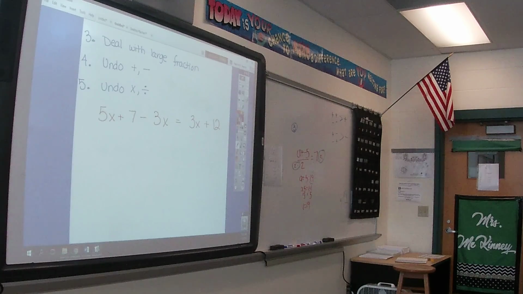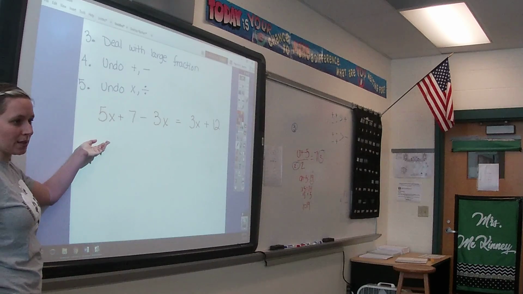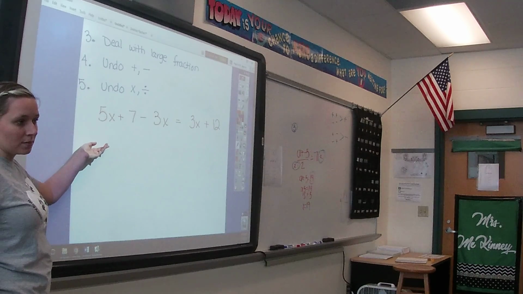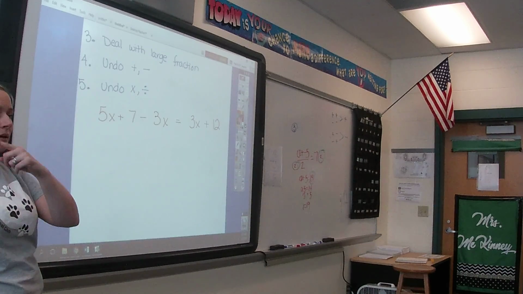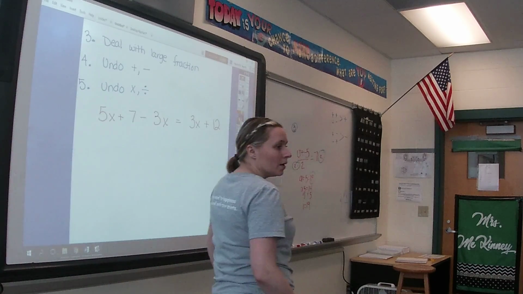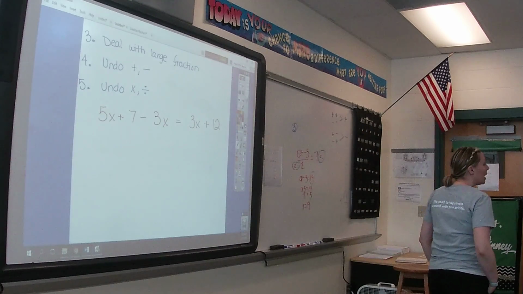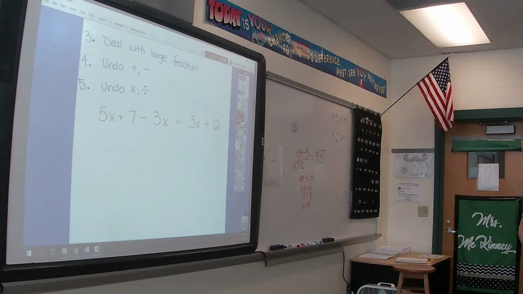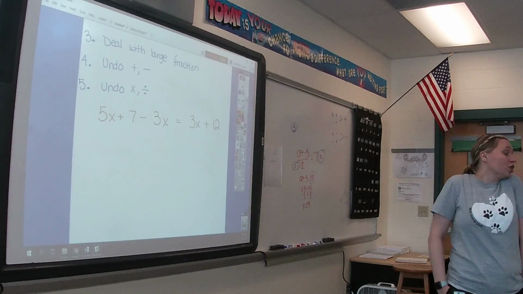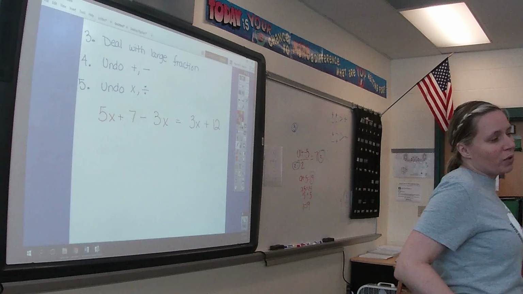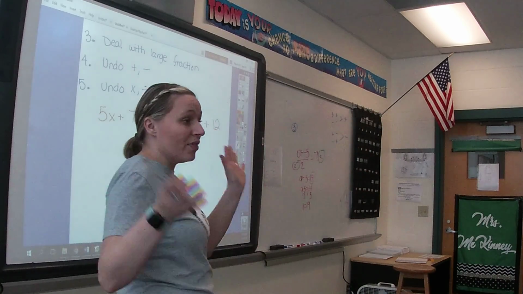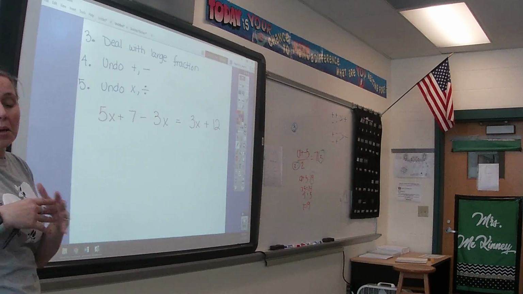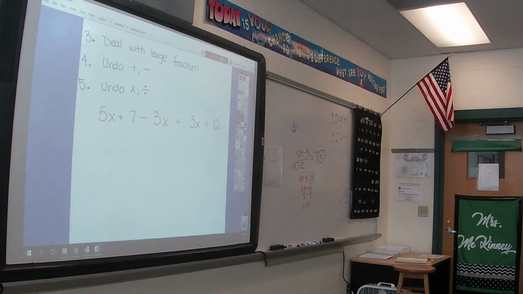So step 1 says, if there are parentheses. Well, do we see any parentheses? Nope, right? So check, that step's done. Step 2 says if there are like terms. Do we see any like terms? Yes. Okay, there is not a rule of what you have to do first to combine like terms. My students prefer to simplify one side and then deal with opposite sides. But that doesn't mean it's a hard written rule either.